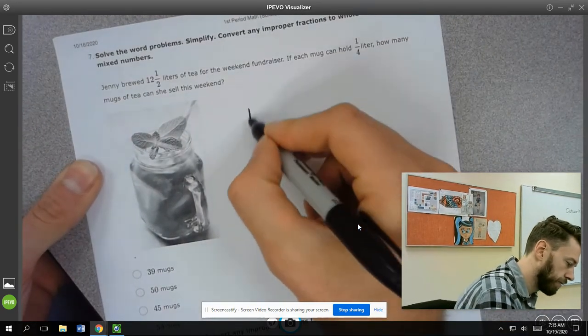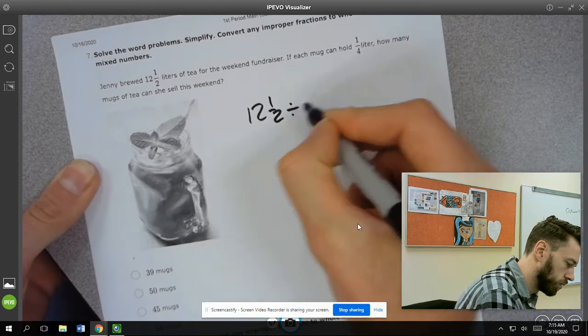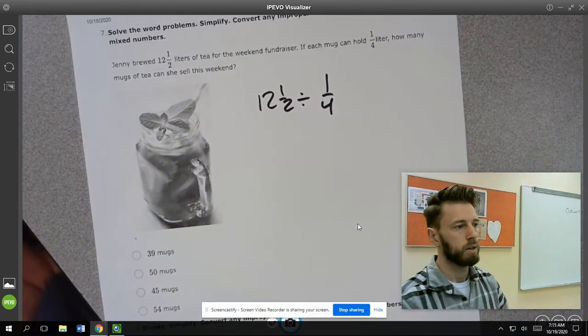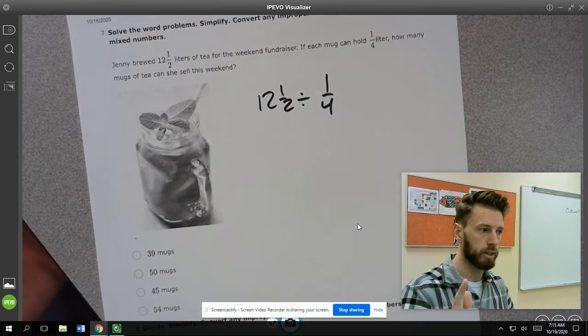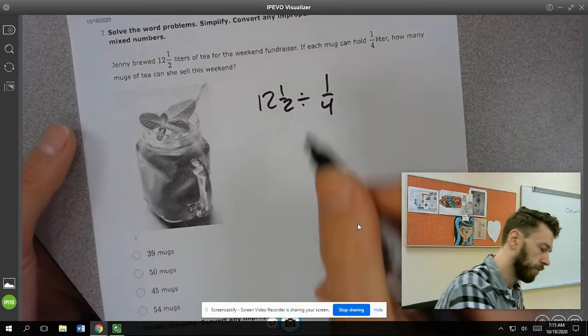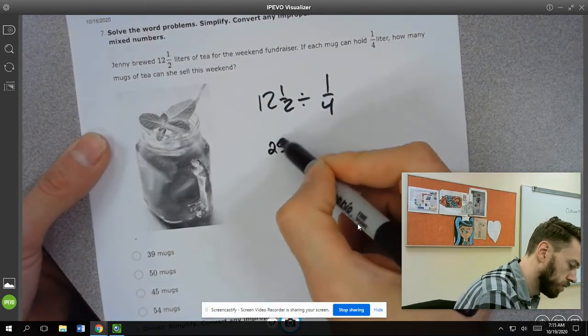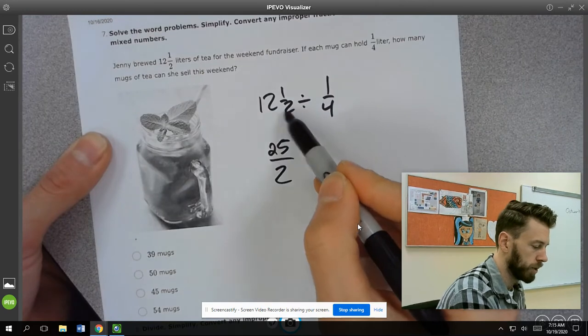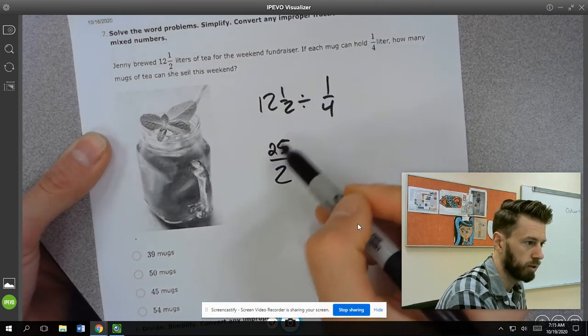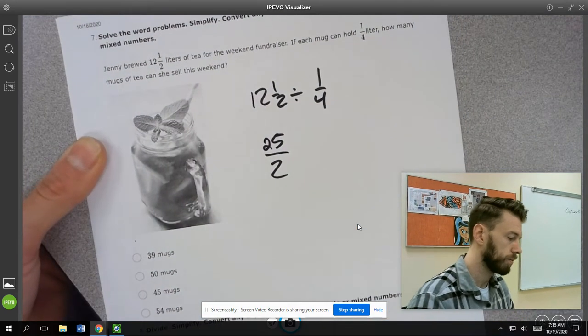It'll be 12 and a half divided by a fourth. A couple of things going on here. First thing is we have a mixed number. Let's turn it into an improper fraction. Multiply 2 times 12 is 24 plus 1 is 25. So it's 25 halves for 12 and a half.